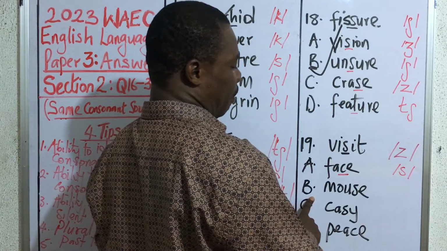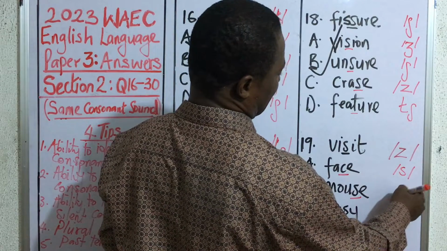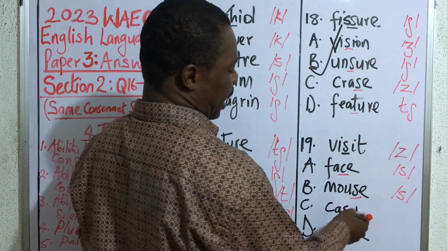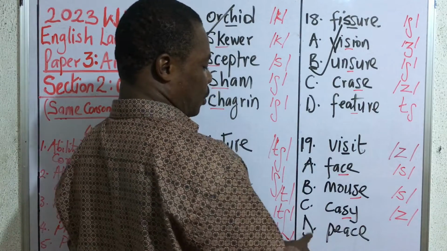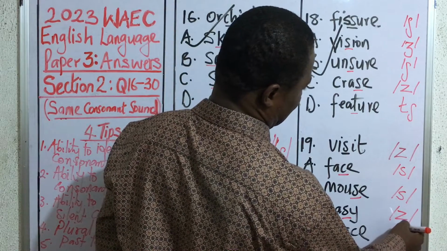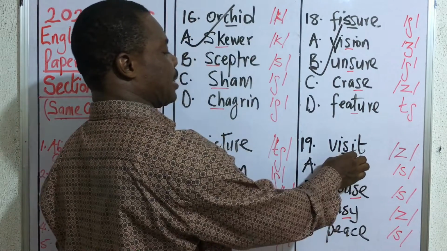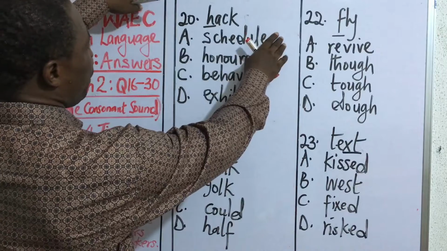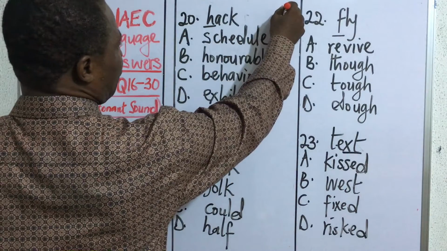Then you have B, mouse. The letter S here is represented by the sound S as well. And here you have cause. The S here is represented by the letter Z. And then option D, you have kiss. The C here is represented by the letter S as well. So at the end of the day, the option that has the same sound as the sound that is underlined in the question is option C. So you mark your C. Question 20, hack. The sound that is underlined here is represented by the consonant h.